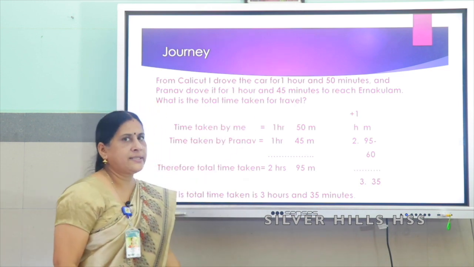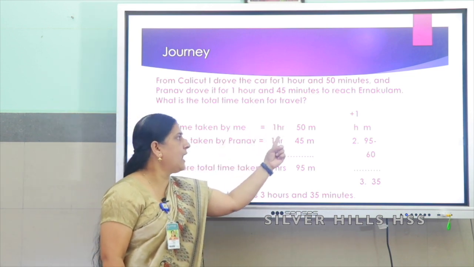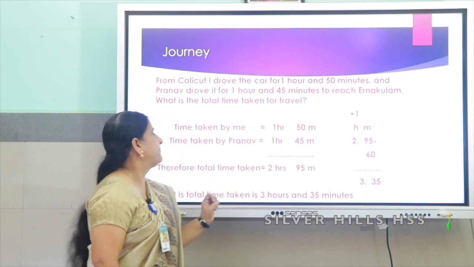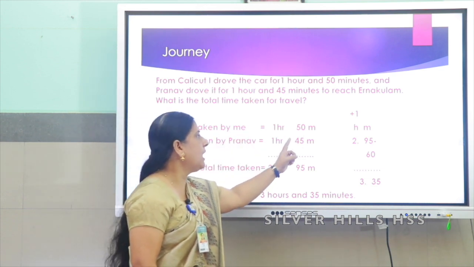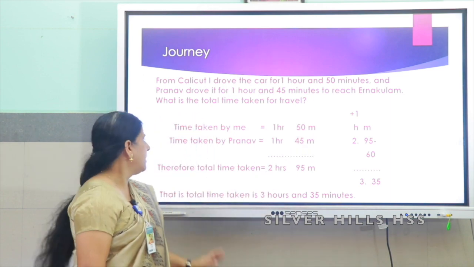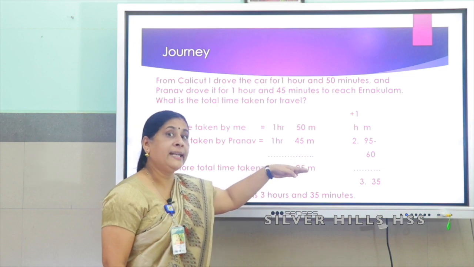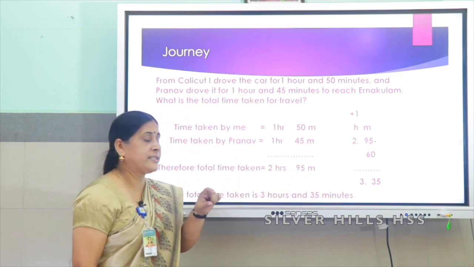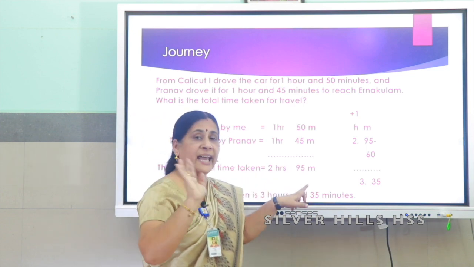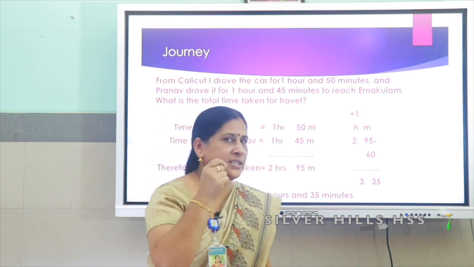Now, let us write the statements. Time taken by me, that is 1 hour and 50 minutes. Time taken by Pranav is 1 hour and 45 minutes. Now, therefore, the total time taken is 2 hours and 95 minutes. Here also I stress, we don't have 95 minutes in an hour. We have only 60 minutes.